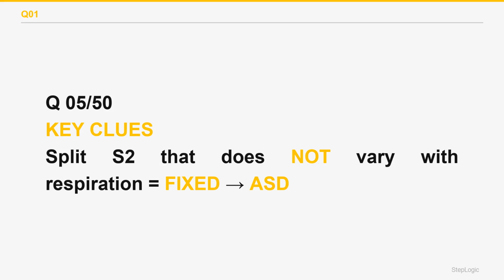Normal physiologic splitting widens on inspiration. Negative intrathoracic pressure pulls more blood into the right heart. Right ventricular ejection takes longer, and the pulmonic valve closes later. On expiration, the split narrows and may disappear.